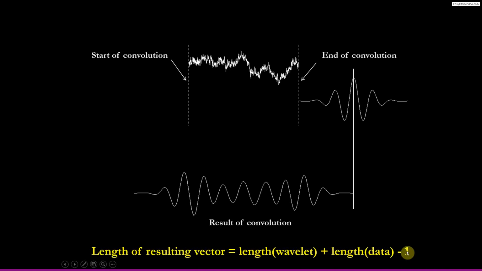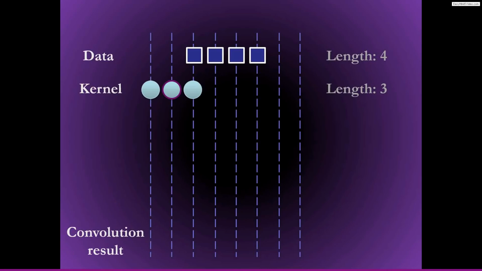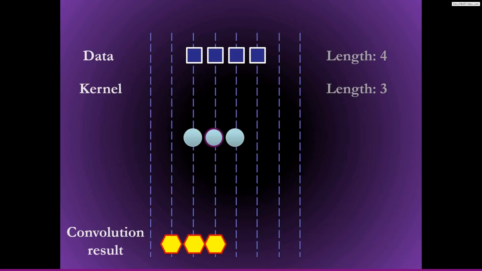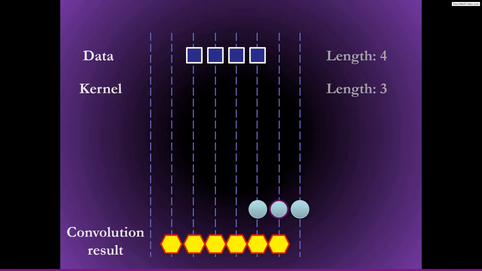That's very important. We will see in this video that this is important to remember for doing convolution in the frequency domain. Here I'll skip this, but this was just to illustrate why the result of convolution is n plus m minus 1. So here we started with the data of length 4, the kernel of length 3, and we ended up with a result of convolution that is 6 points long, so n plus m minus 1.